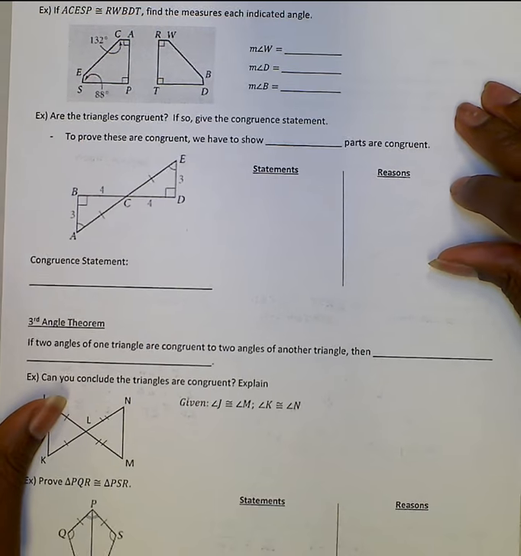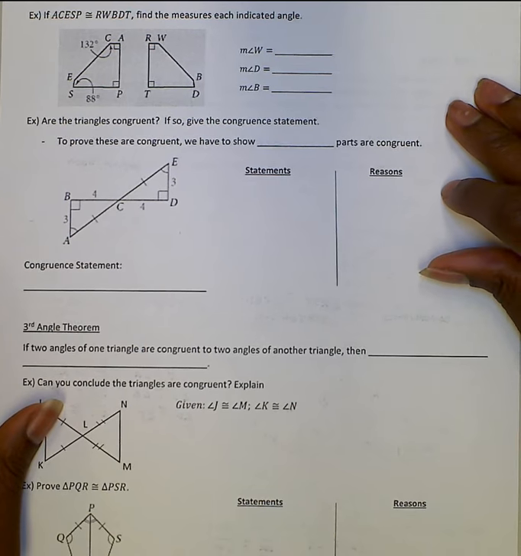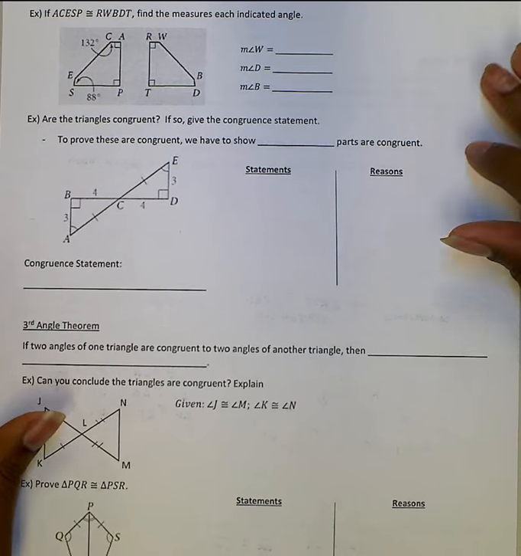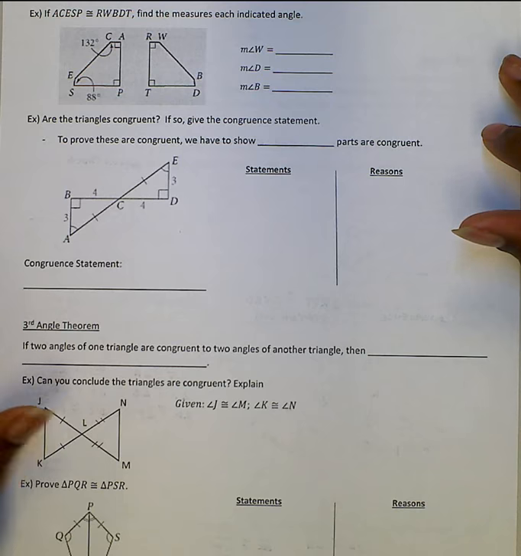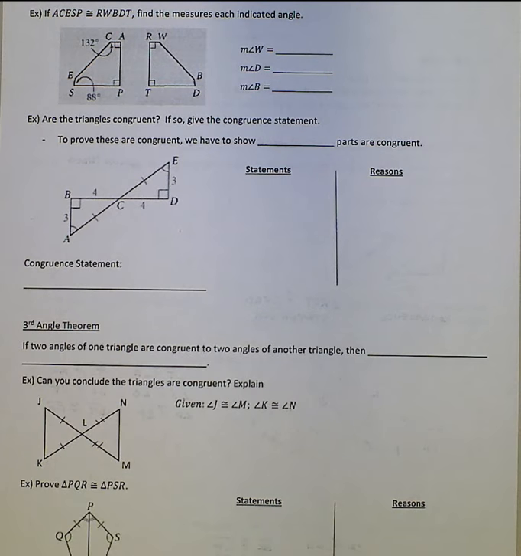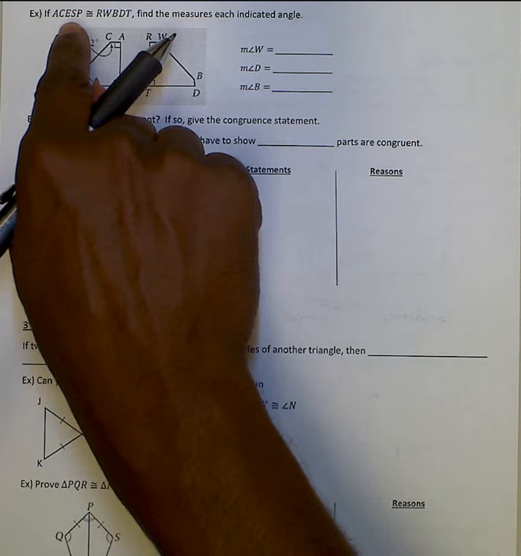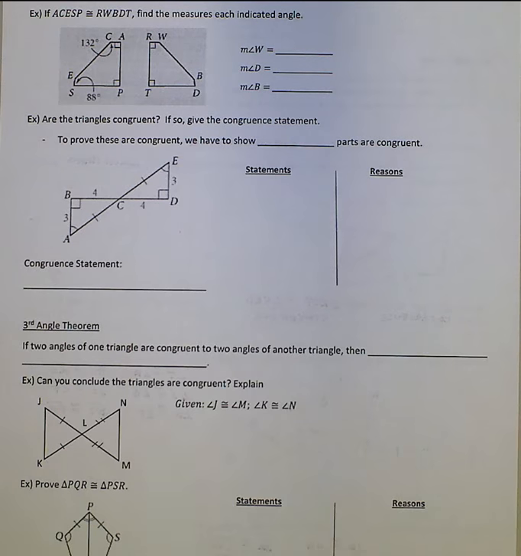Flipping to the back, it works with more than just triangles. We can use it with quadrilaterals and pentagons, hexagons. 1, 2, 3, 4. In this case, this is a pentagon, right? 1, 2, 3, 4, 5. Yep, there's 5 sides. Okay, and so they give us a congruent statement up here. They say if ACESP is congruent to RWBT DT, find the measure of each of the indicated angles.